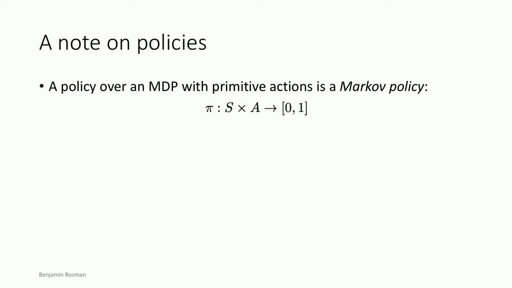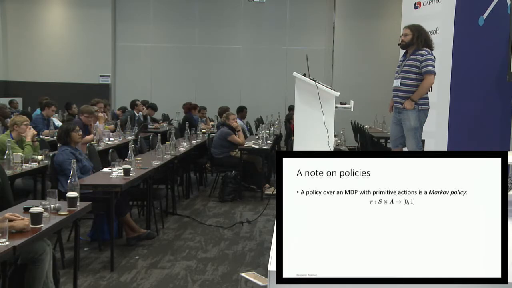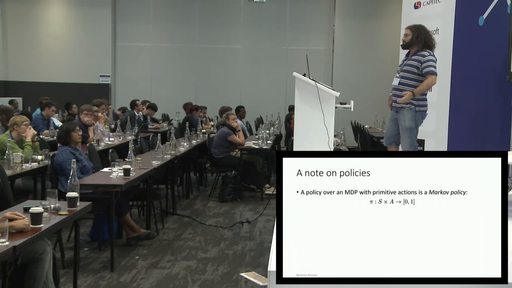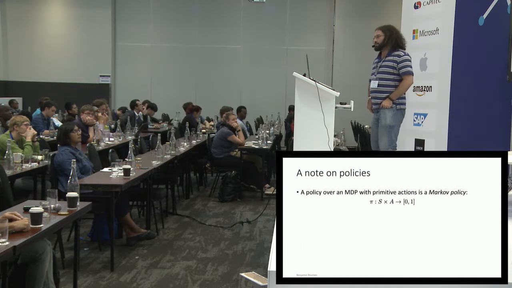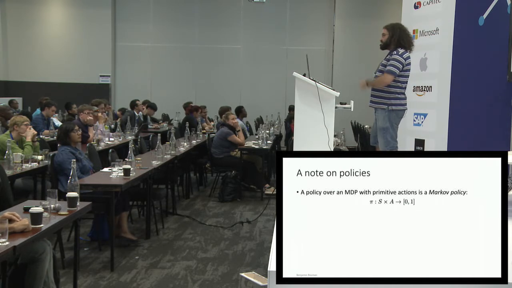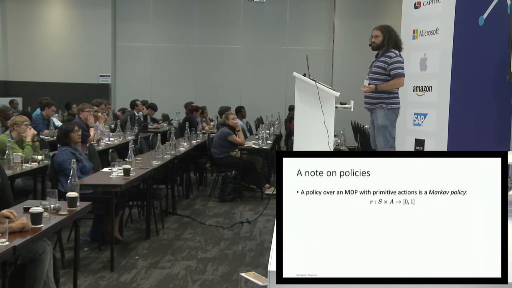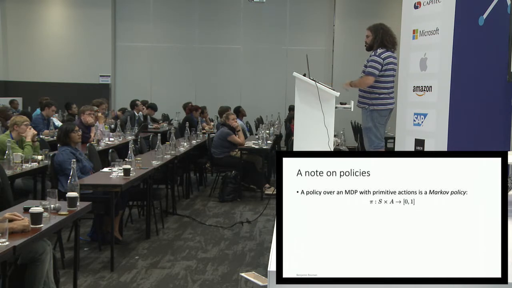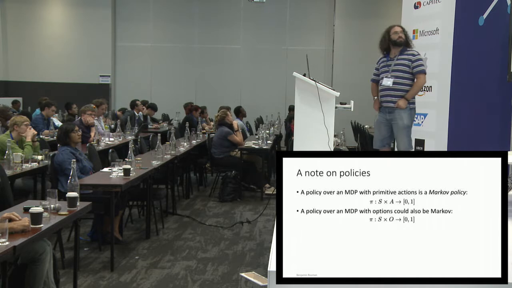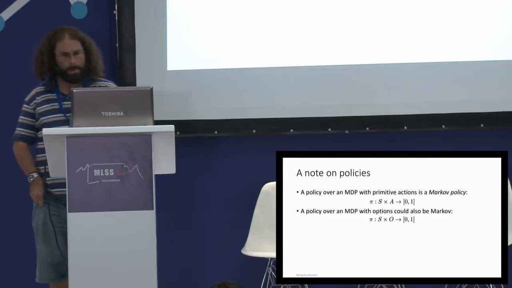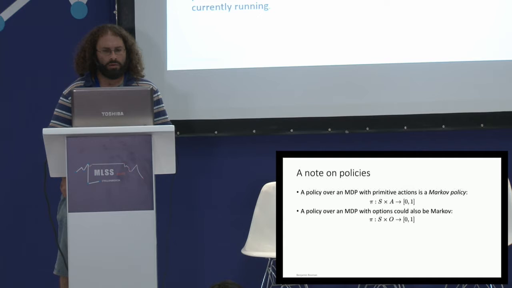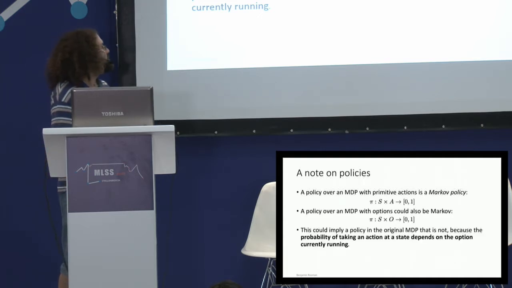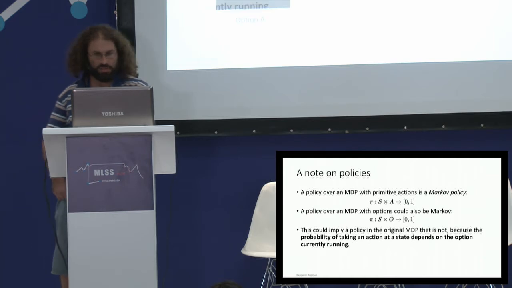So there's just a couple of things to note about these. What should be obvious is that if you've got a policy in an MDP, a standard MDP with just primitive actions, that's going to be a Markov policy, right? Now if you've got a policy over an MDP with options, that could also be Markov, but not necessarily. You might not be able to predict things in a Markov way if you're running options. And I'll show you what this means here.